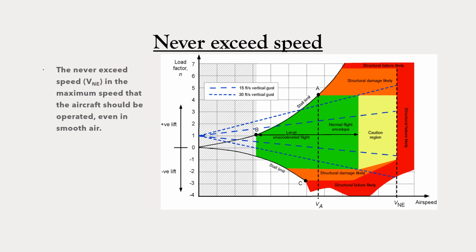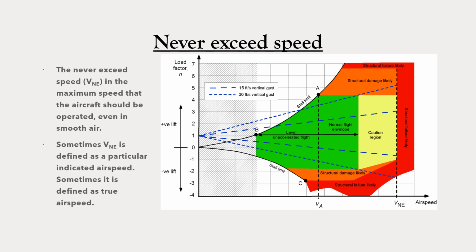The right-hand boundary of the caution region is the never exceed speed. That is the speed that the aircraft should not exceed even when you're in smooth air. Sometimes the manufacturer will define VNE as a particular indicated airspeed. In other cases, VNE will be defined as a particular true airspeed. You should know for your aircraft which way it is, so that if it's a true airspeed, you need to be aware of what true airspeed you're operating at anytime you're anywhere close to it.